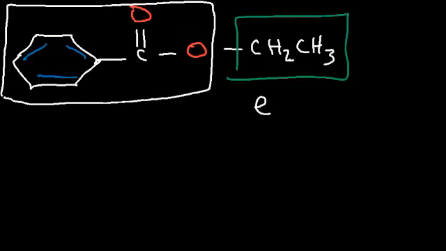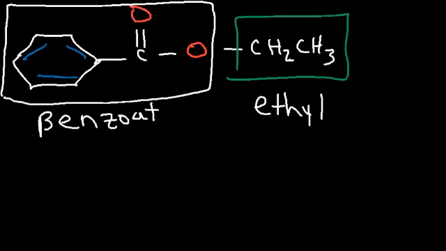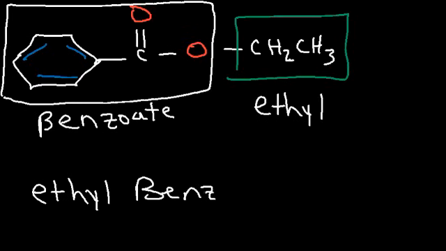So this part is the ethyl, and on the left we have a benzene ring plus an extra carbon, so that's the benzoate part. That's the parent name, which we need to write last. So it's going to be called ethyl benzoate. The oate part should always be written at the end, so make sure you do that. Now it's your turn. Go ahead and work on this example.